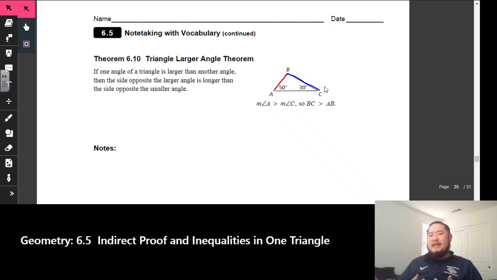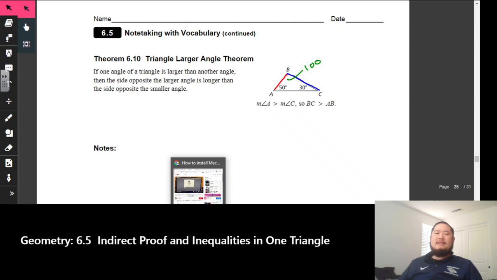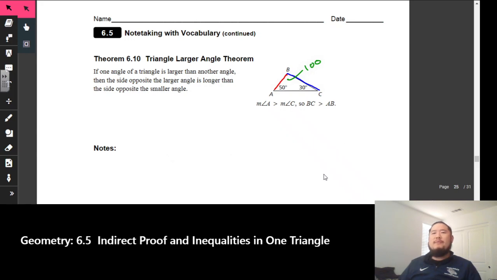Now, which one is the biggest side? I could definitely say that this is AC. The reason why I could say that is I know how big angle B is. Angle B is going to be 110 degrees, or actually 100 degrees. That's the biggest angle. AC has to be the biggest side. But that's because we have enough information to be able to justify that here.